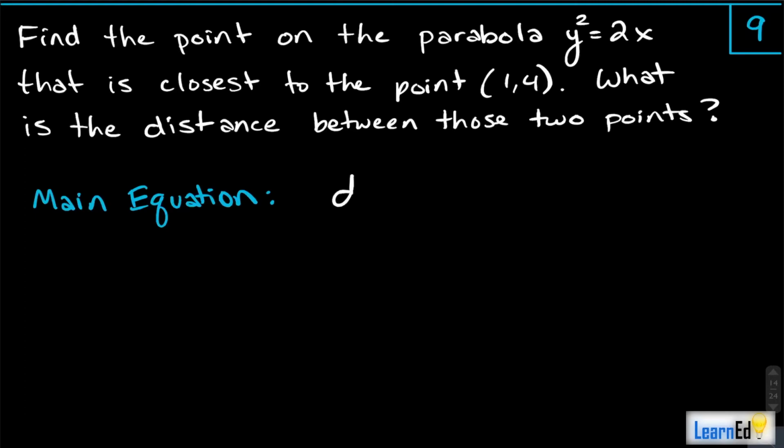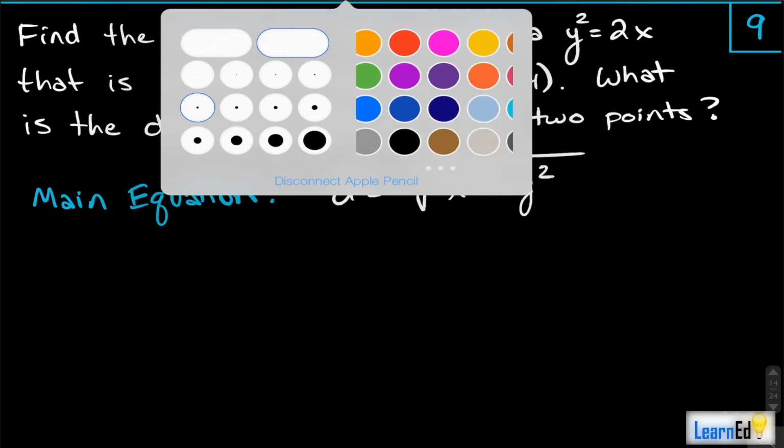So we're using a distance equation. The distance from the origin to a point is the square root of x squared plus y squared. It's the Pythagorean theorem. So that's where the distance equation comes from. So what's our constraint?